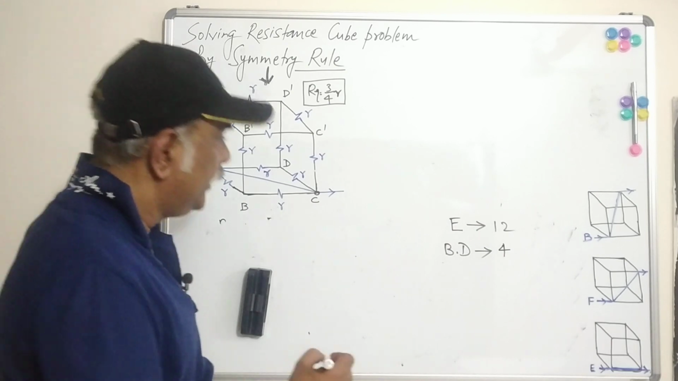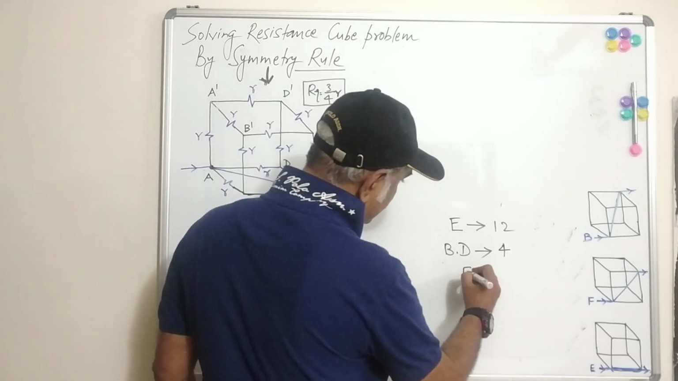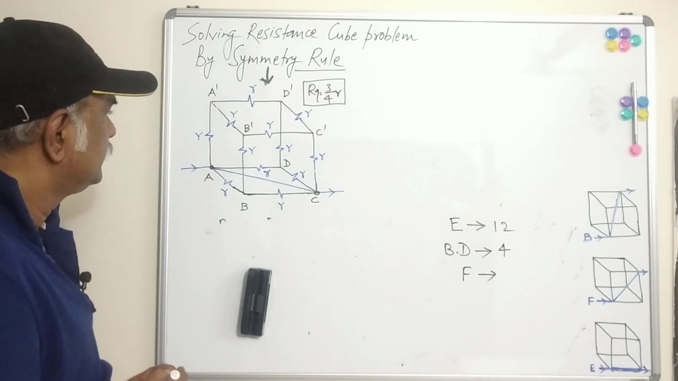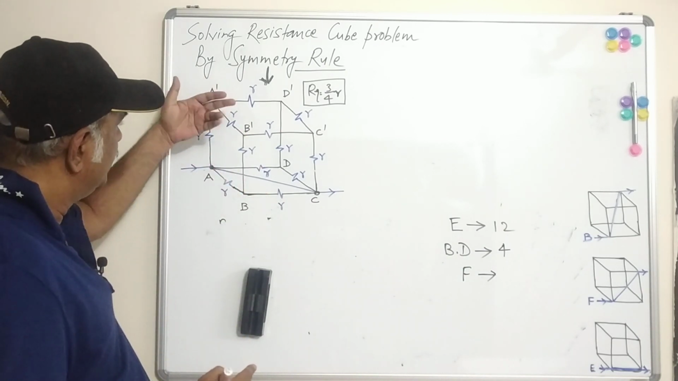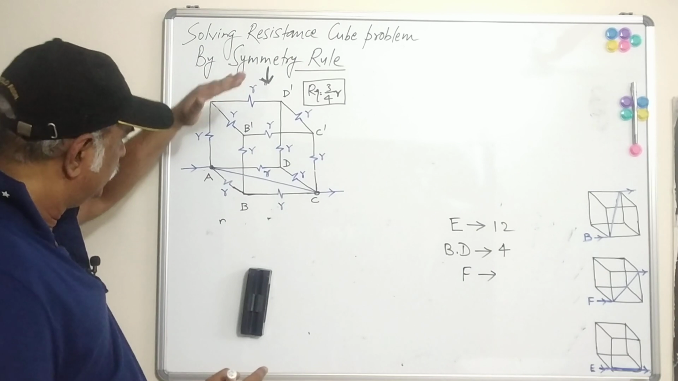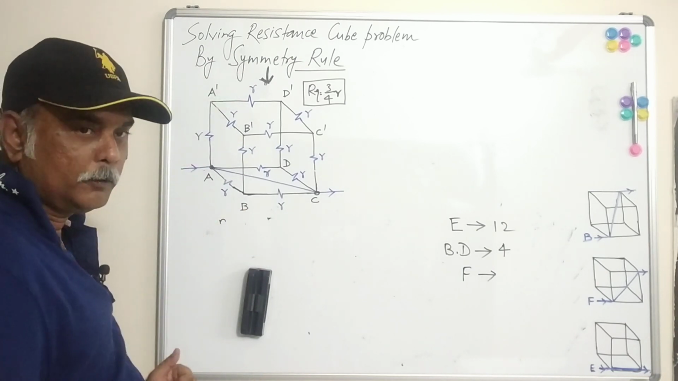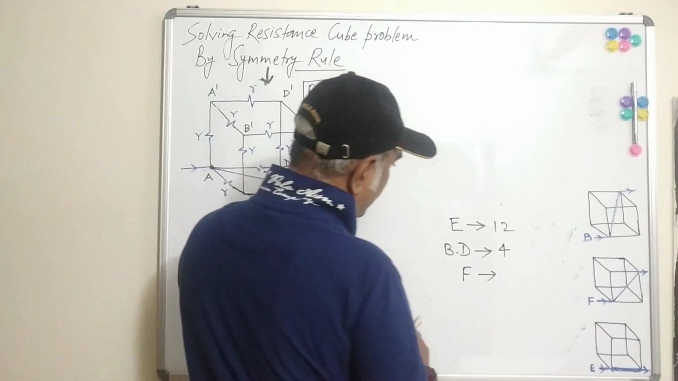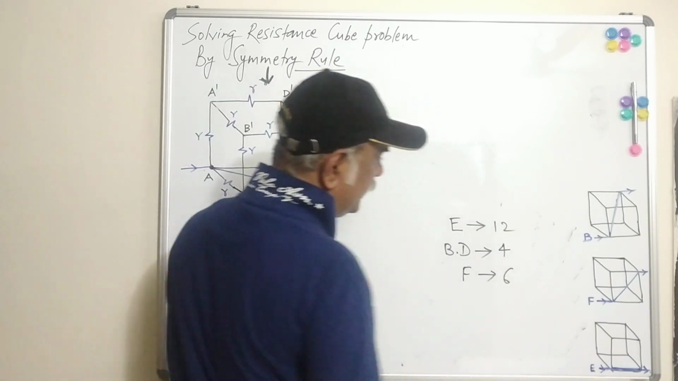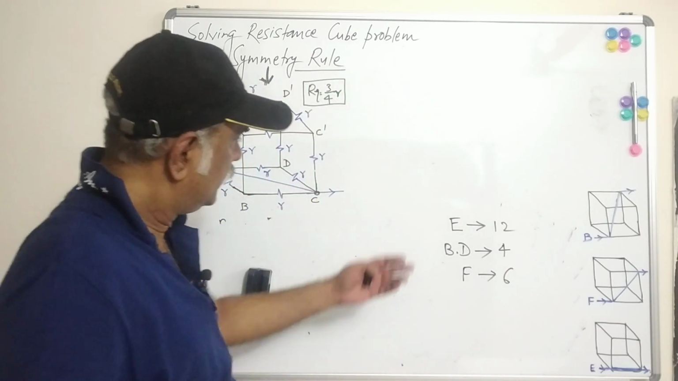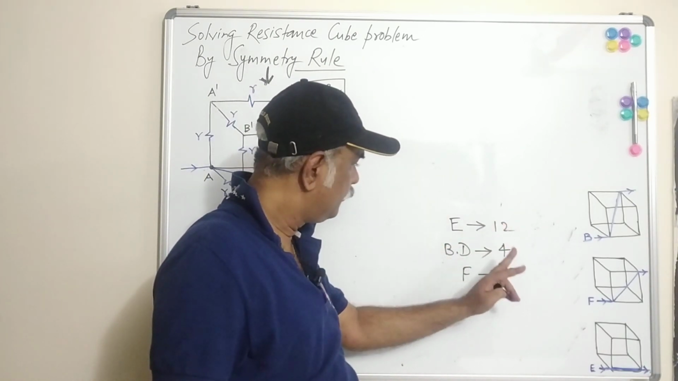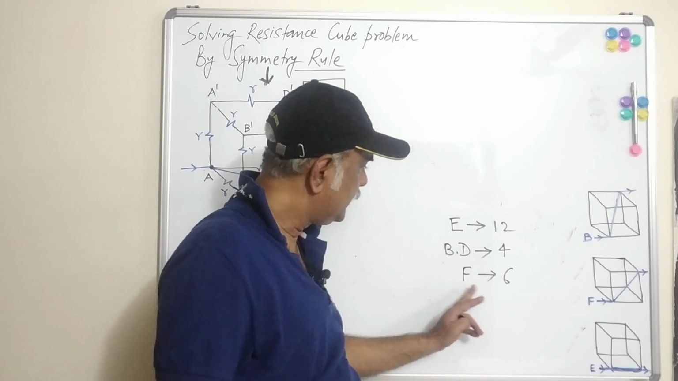How many face diagonals are you going to have? How many faces are there? Front face, back face, so 1, 2. Up, down, 2 plus 2, 4. Left, right. So 6 faces you are having, isn't it? So in a cube, basically you have 12 edges, 4 body diagonals, and 6 faces.